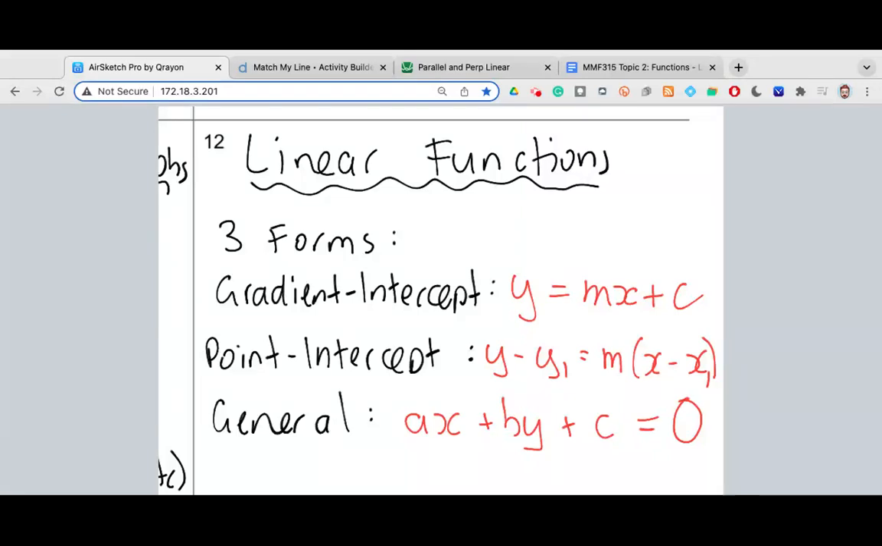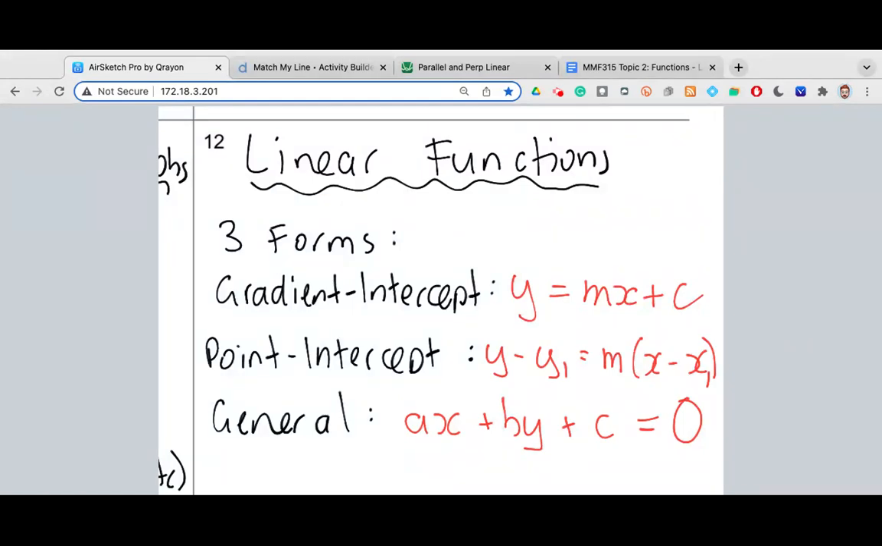So I wanted to start by looking at those three forms of linear functions really briefly. I'm going to go at a fairly quick pace here, so you're going to have to ask questions if I've gone too far for you, too quickly for you. So there's the gradient intercept form.